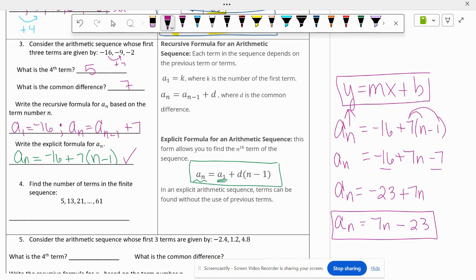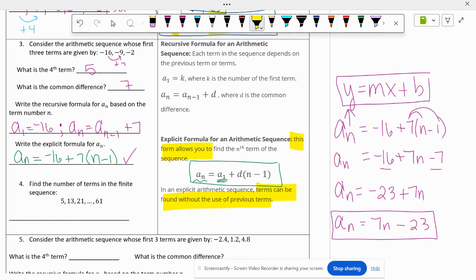All right. So why do we use the explicit formula? The explicit formula is so important when we have to find some weird number of term, like the 30th term or the 50th term. We don't want to have to keep repeating that pattern, +7, +7, +7, 105 times. That would be absolutely ridiculous. Even if you were using a calculator. That's why we have the explicit formula. So I wrote here, in an explicit arithmetic sequence, terms can be found without the use of the previous term.